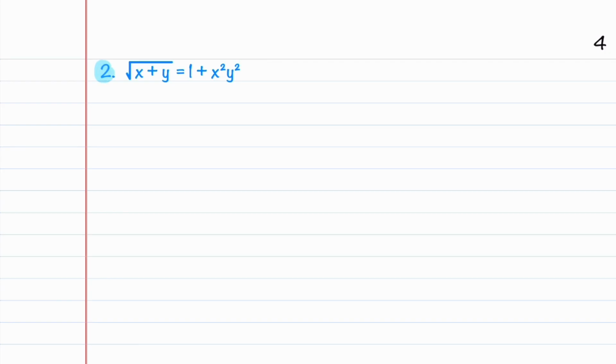Let's now look at our second example. We are given the equation the square root of x plus y is equal to 1 plus x squared y squared. Just like we did for the first example, we are going to start by taking the derivative with respect to x of both sides. I am going to rewrite our square root as x plus y to the 1/2. And then on our right-hand side, we have d/dx of 1 plus x squared y squared.